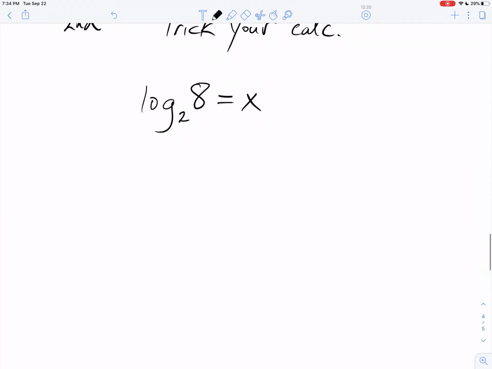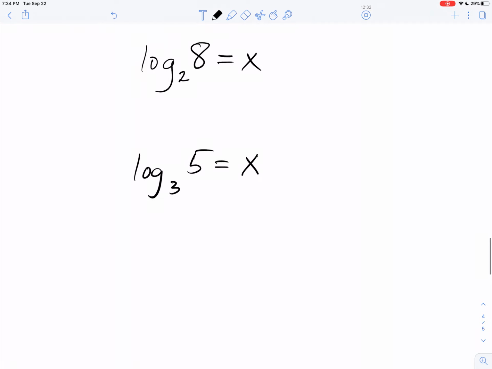I could make up a couple more of these. What the heck? I'm going to do log base 3 of 5 equals something I don't know. And I'm going to do one more because I haven't used natural log, but I could do natural log of 4 equals something I don't know.